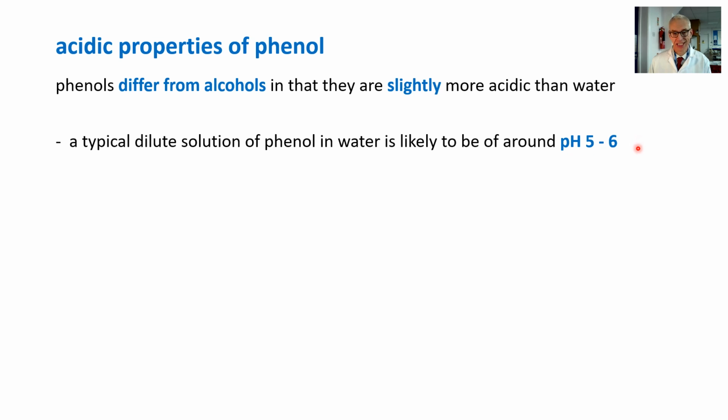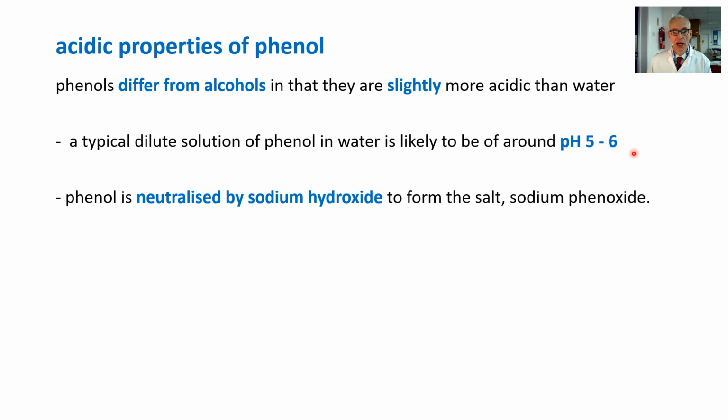and 6. The fact that they are weakly acidic means they are neutralized by sodium hydroxide in a typical acid-base reaction to form a salt, which we are going to call sodium phenoxide. So if I give you the structure of phenol and sodium hydroxide, please pause the lesson and complete the product side, including the structure of the sodium phenoxide ion formed. Come back when you are ready to check against my answers.